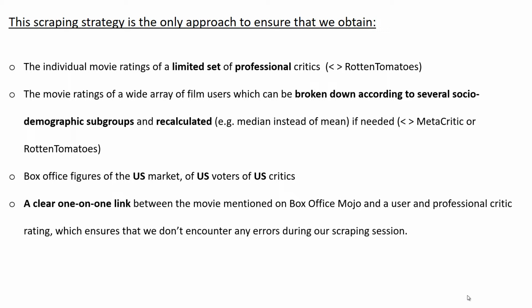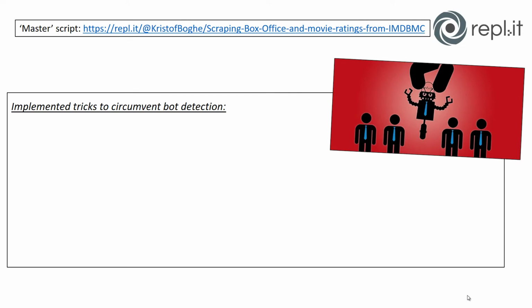And this is, I guess, but you can tell me otherwise on the exam, that's no problem, the only strategy that makes sure that we comply with all these criteria. So in my opinion, it's a pretty strong, reliable, and valid way of scraping the ratings and solving the data collection phase. The master script is available on REPL. As always, I unlocked it now, so you can scrape the entire Box Office Mojo, IMDb, Metacritic movie ratings in one go.